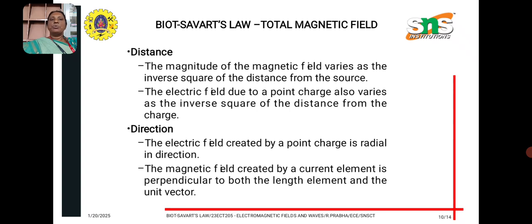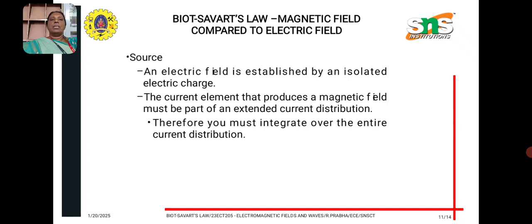The electric field due to a point charge also varies as the inverse square of the distance from the charge. If we take the direction, the electric field created by a point charge is radial in direction, so we can conclude that the magnetic field created by a current element is perpendicular to both the length element and the unit vector. Third is the source. An electric field is established by an isolated electric charge, but the current element that produces the magnetic field must be a part of an extended current distribution. Therefore, we must integrate over the entire current distribution.